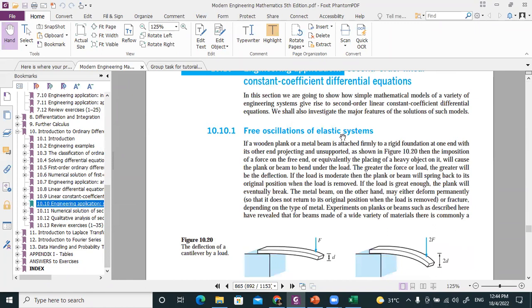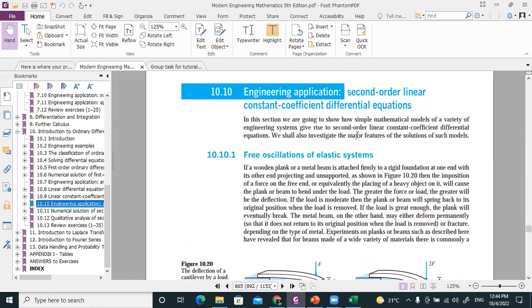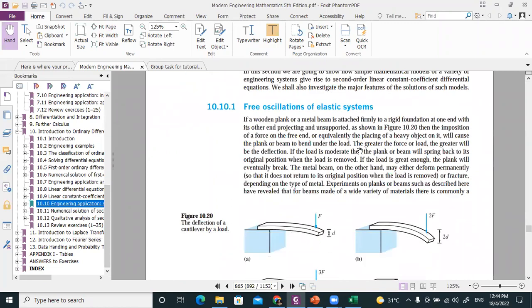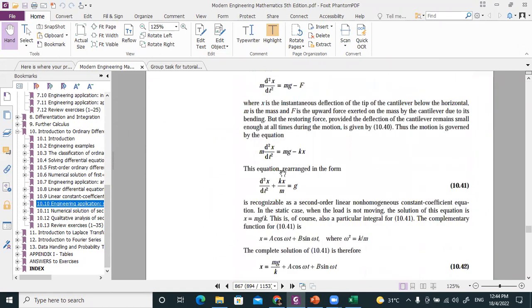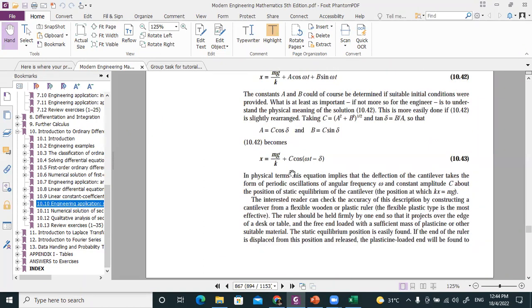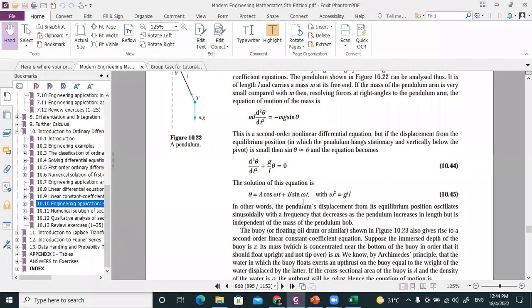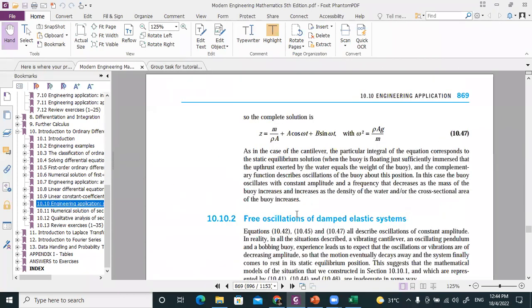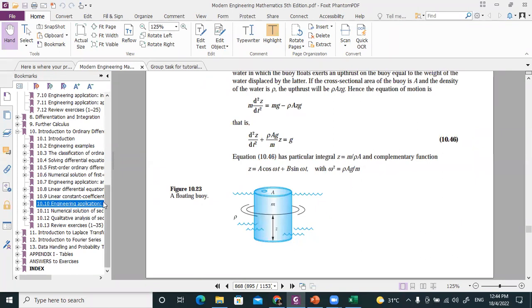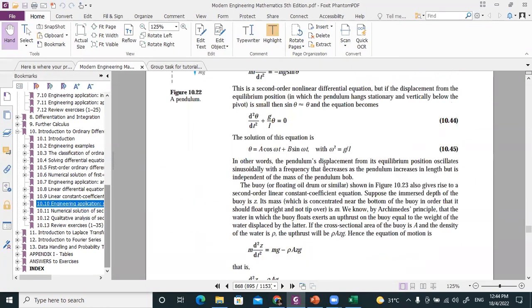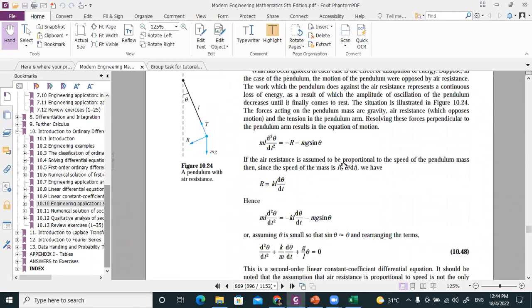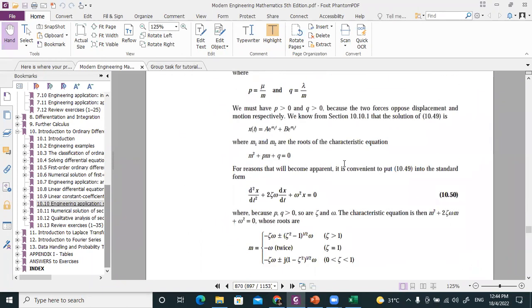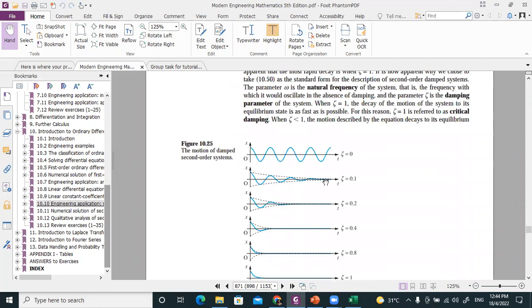So here you can read by yourself the application of this ODE. So the free oscillations of the cantilever, or how to calculate it. So this one you need to understand because you will be given a project related to applications. So you need to find an application based on mathematical engineering applications. For example, the second one is oscillation of damped elastic systems, how to solve it. So you start to understand because it will help you in doing your projects.